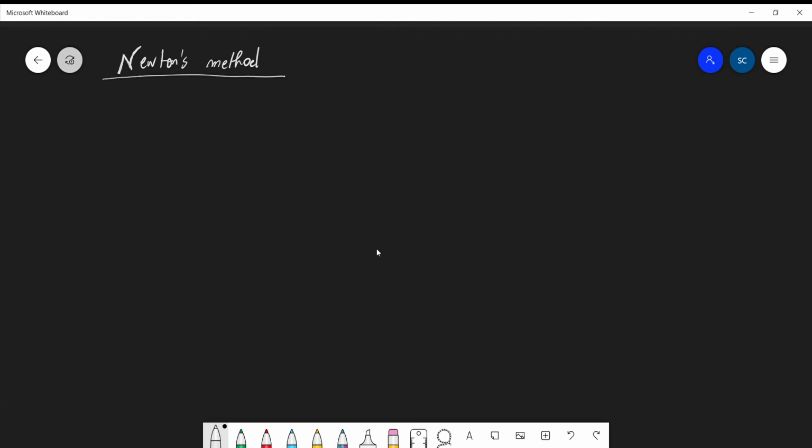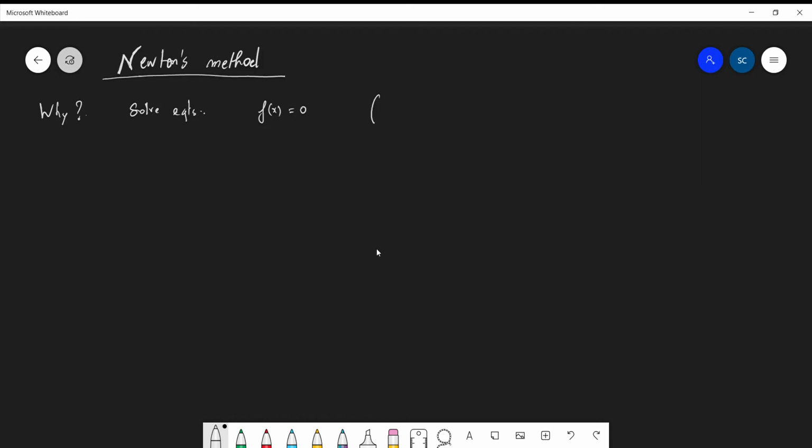So today we will study Newton's method. What is it about? Let's see the motivation. Why are we interested in studying this method? Since we started studying functions, we had to solve equations like f(x) = 0, a nonlinear function equal to 0.